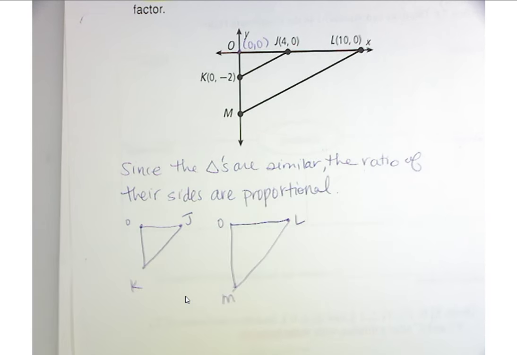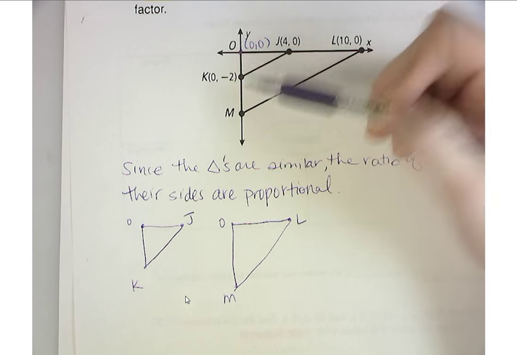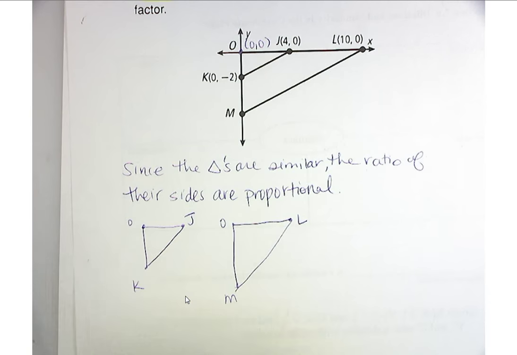Okay, so let's find the distance from O to K, right? This is at 0, 0. This is 0, negative 2. What's the distance? 2, right? Because your distance is always going to be positive, okay? So the length of this side would be 2.